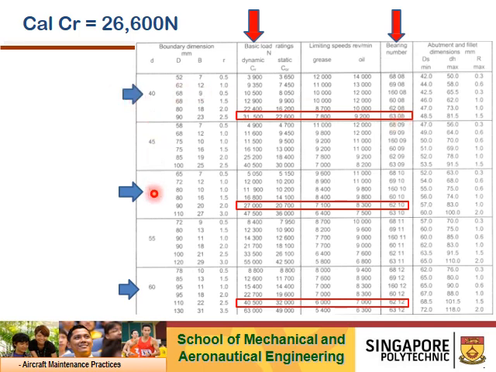Then if I want 50, I look for 26,600. Then of course I can choose 27, I can choose 47. Of course, most of the time we choose the closest to it because this is the need. You of course can purchase 6310, but it's just that you are spending more money. So from the catalog, 6210 will be my selection. So 62 will be 10, right? You times 5 is 50 mm.